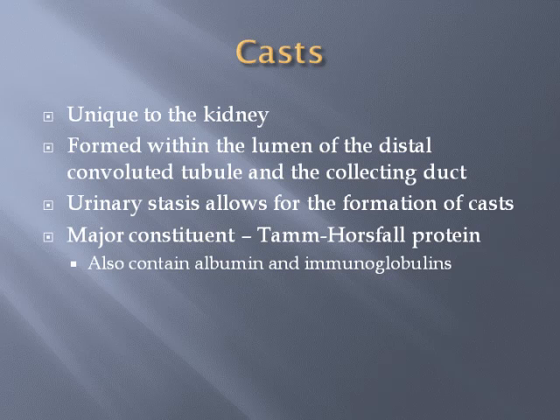Casts are something that are unique to the kidney, so they are formed within the lumen of the distal convoluted tubule and the collecting duct. So usually they form because of urinary stasis. The major constituent of casts are Tamm-Horsfall protein, and they also contain albumin and immunoglobulins. Lots of different casts to identify. You just need to do your best at differentiating the different types of casts there.